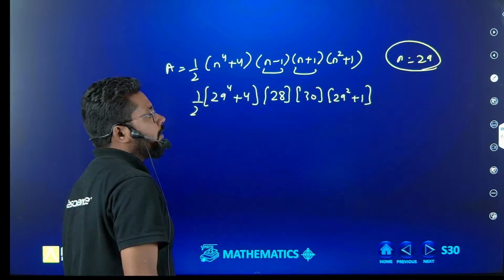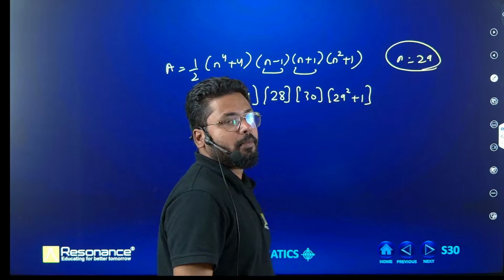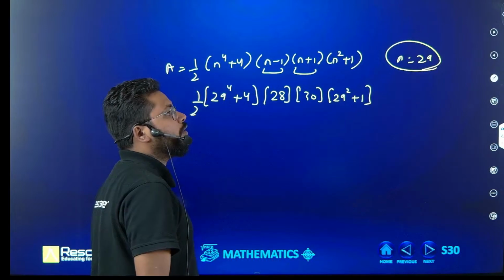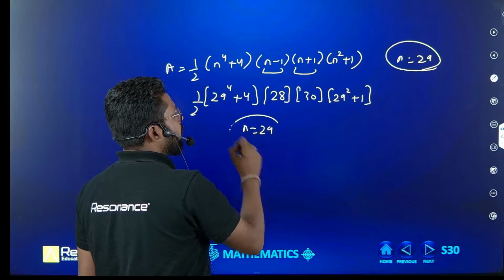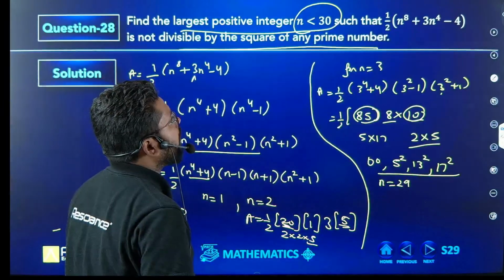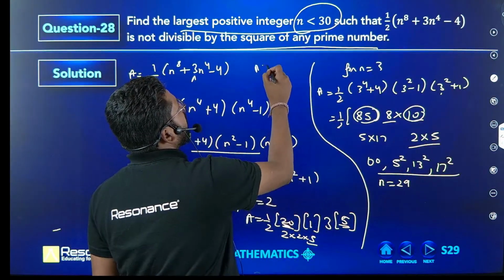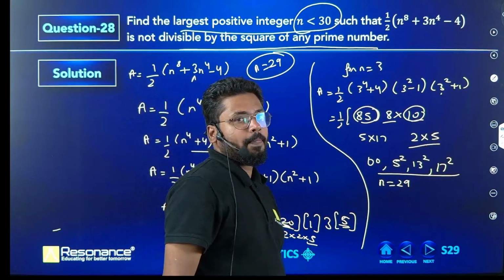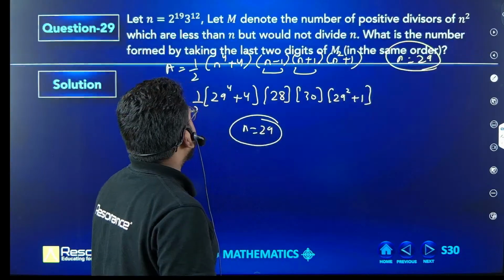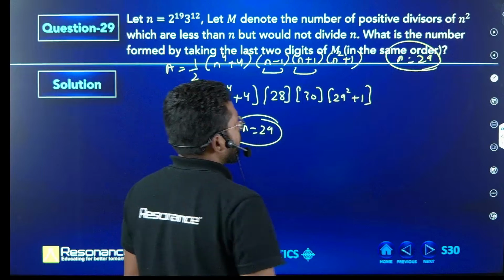So we will not get the repeated number. You will not get the repeated number because these will be twin prime numbers. So for n equals to 29, it is not divisible. So for n equals to 29, it will not be divisible by any square number, any square of a prime number. Okay. So now our next question is question number 29.